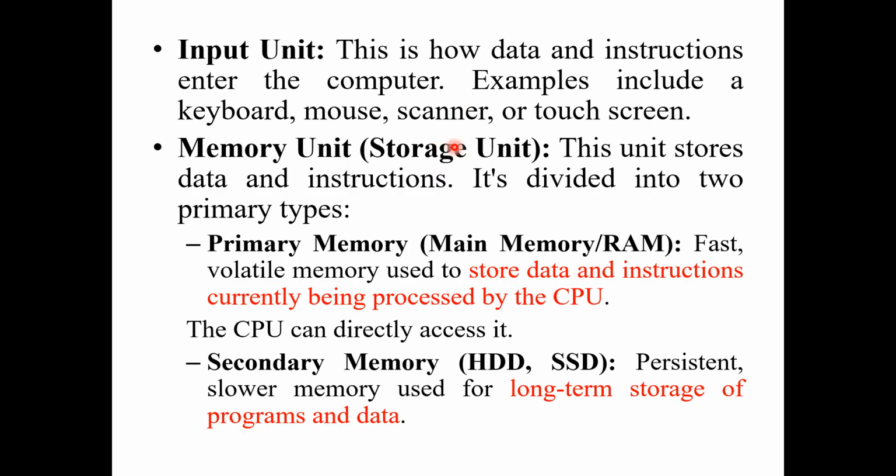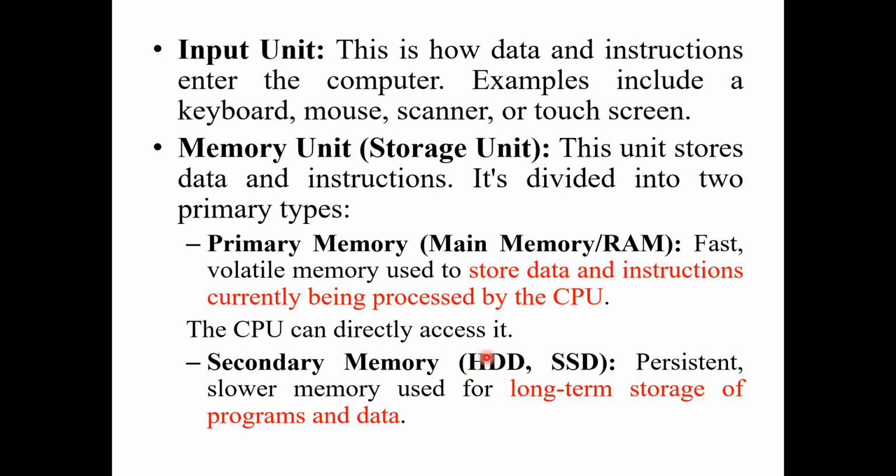This memory unit is classified into two kinds of memory. First one is called primary memory. Second one is called secondary memory. Primary memory is volatile memory. I will explain later what is meant by volatile memory. Volatile memory stores data and instructions currently being processed by the CPU. CPU is the central processing unit.